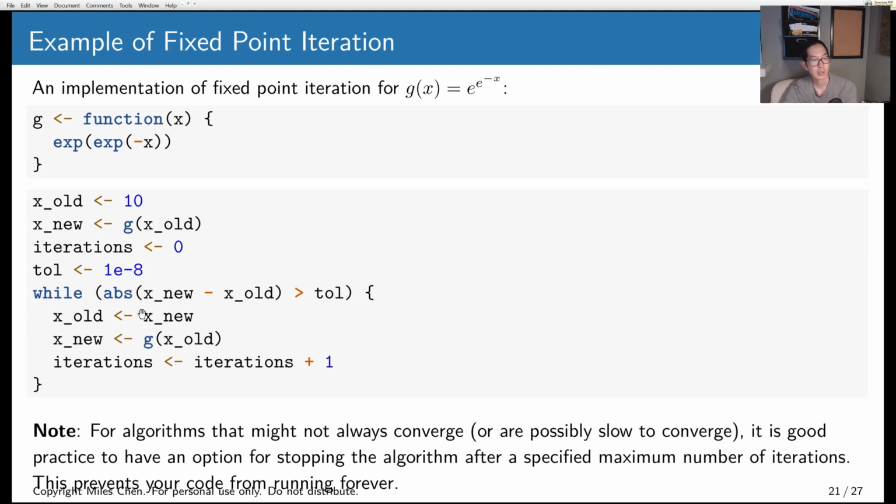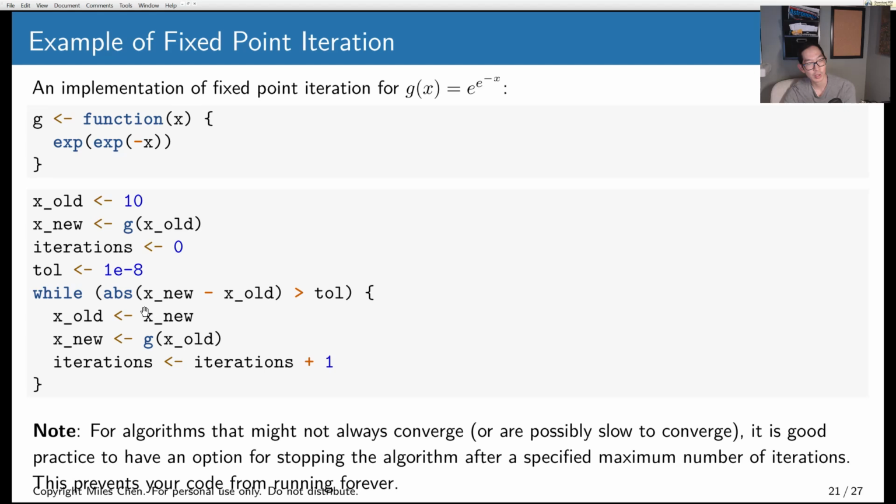So how is this going to work? Whenever I start a new iteration, I take my new value and assign that to x old. So this is my current value, and my current value becomes the old value. I calculate g on the old value, and whatever this outputs becomes my new value. So at the start of the iteration, my current value becomes the old value, I apply g to the old value, and that becomes my new or current value. Then I add 1 to my number of iterations. And then we just repeat.